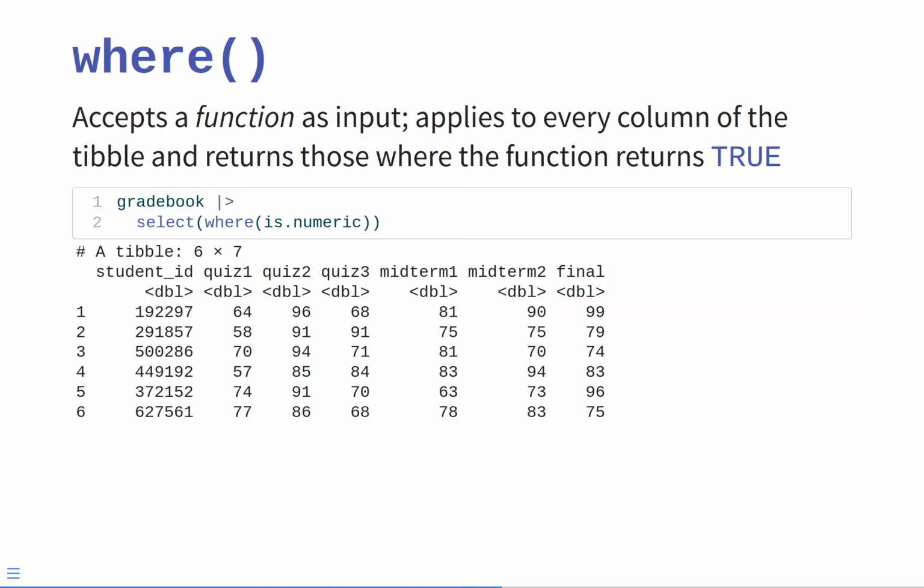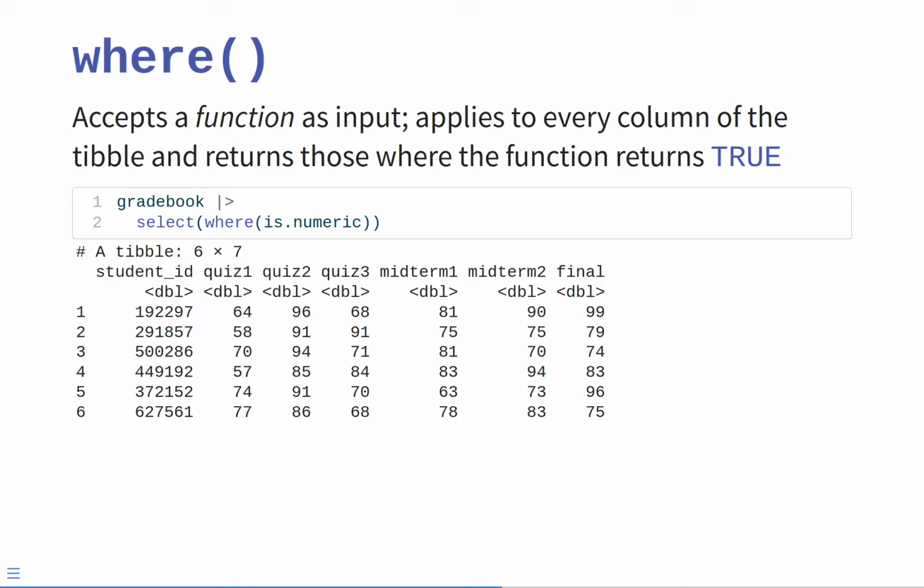All right, well, we've got a new command. This one is where. It's another example of a tidyselect function. And what does this one do? Well, it's a bit different from the ones that we've seen before, which accepted strings and vectors as inputs. This one actually accepts a function as an input. So what it does is it applies that function to every column of the tibble. And then it returns the columns where the function returns a true.